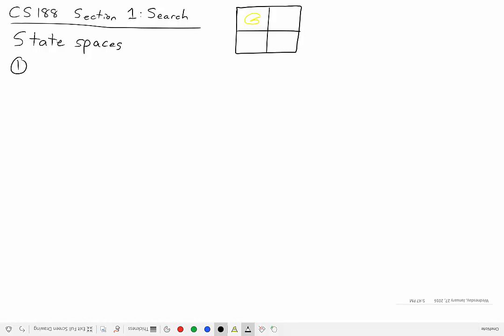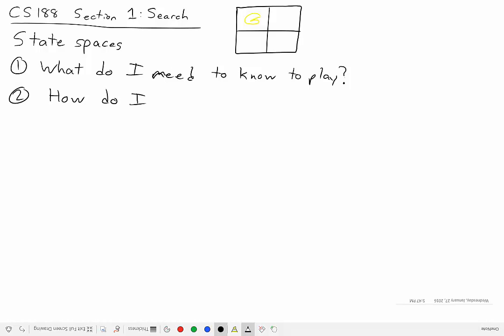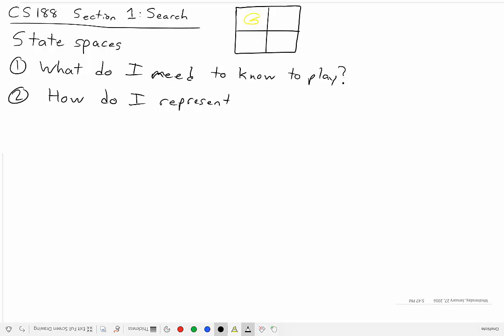If I were the agent, what do I need to know to play? What knowledge about the world do I need to know how to play the game? And 2 is how do I represent this knowledge? So these are the two questions that we're going to be focusing on.